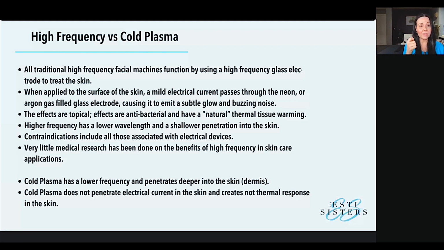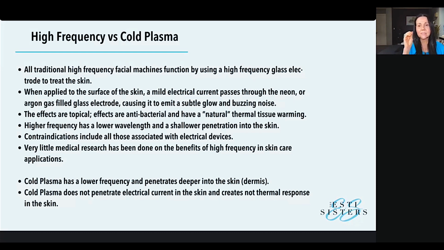So when the traditional high frequency wand is added to the skin, it allows a mild electrical current that passes through the neon or the argon gas, neon being orange, argon being blue. And you'll see it buzzing a little bit, creating a little glow, a little bit of a smell, right?